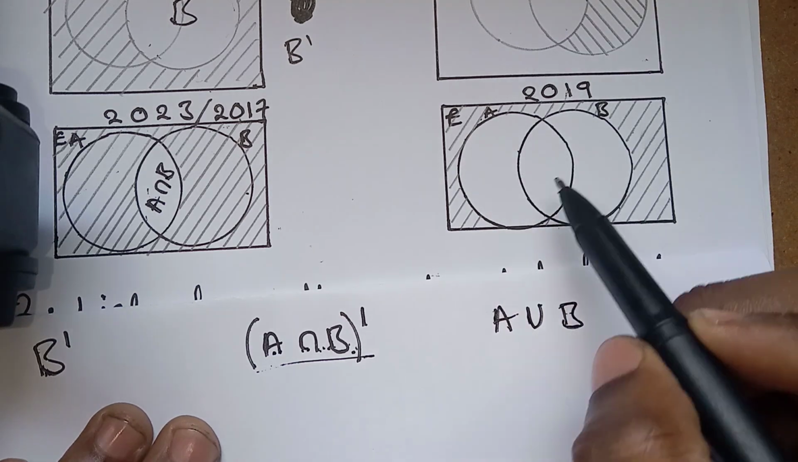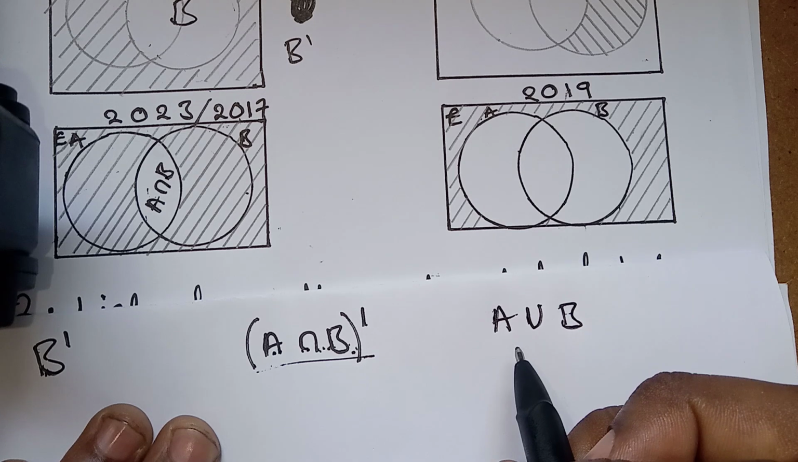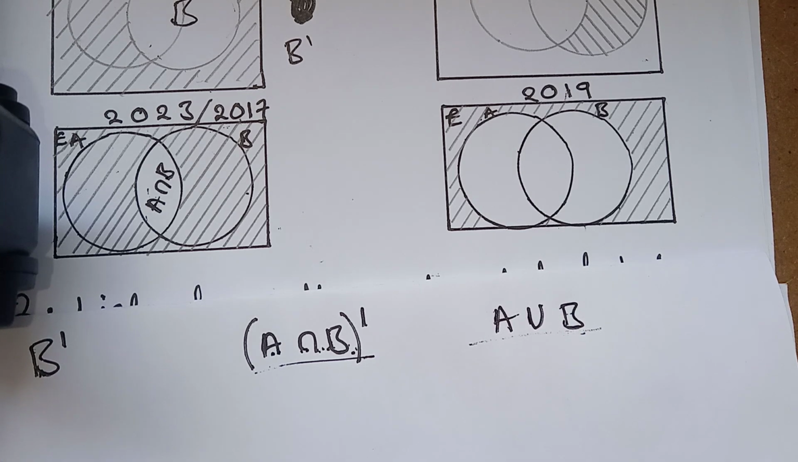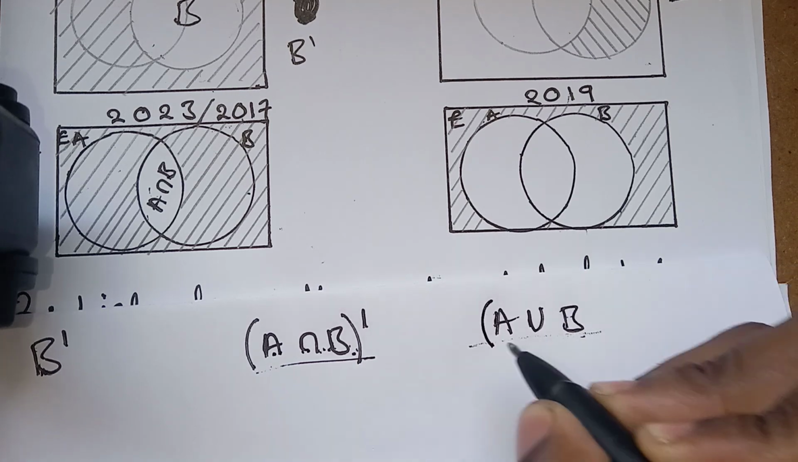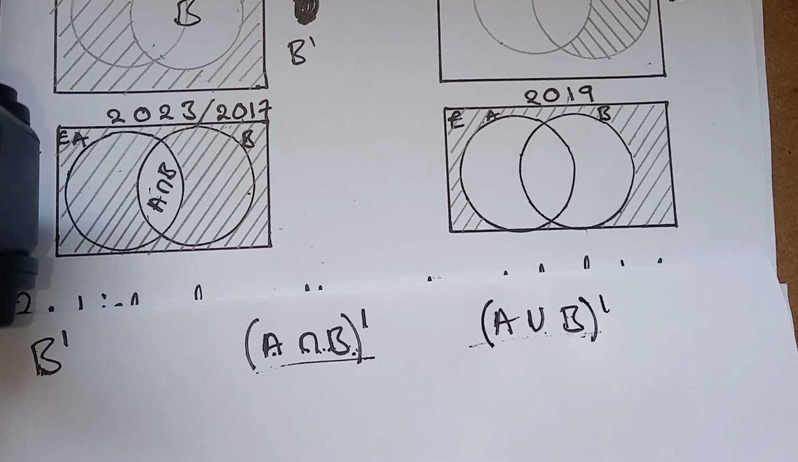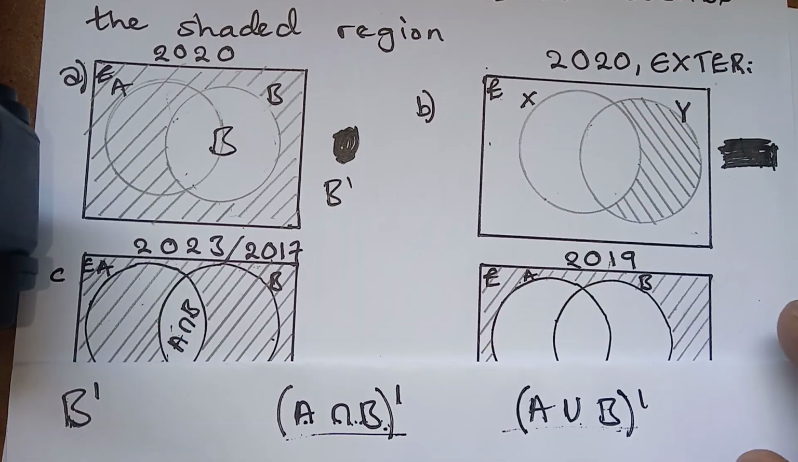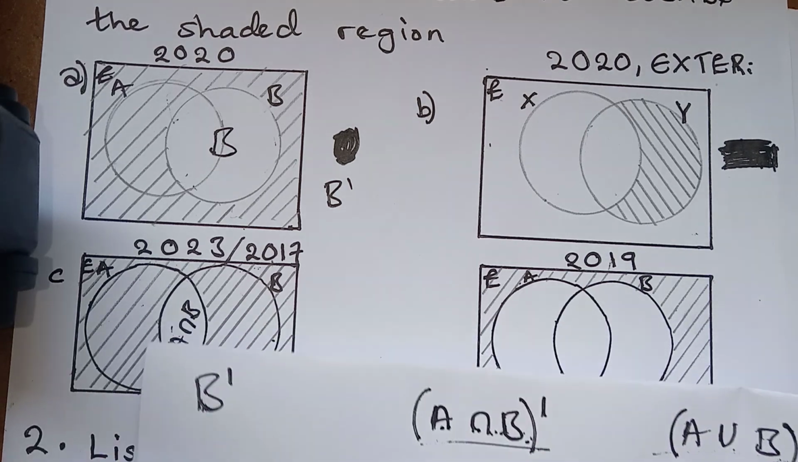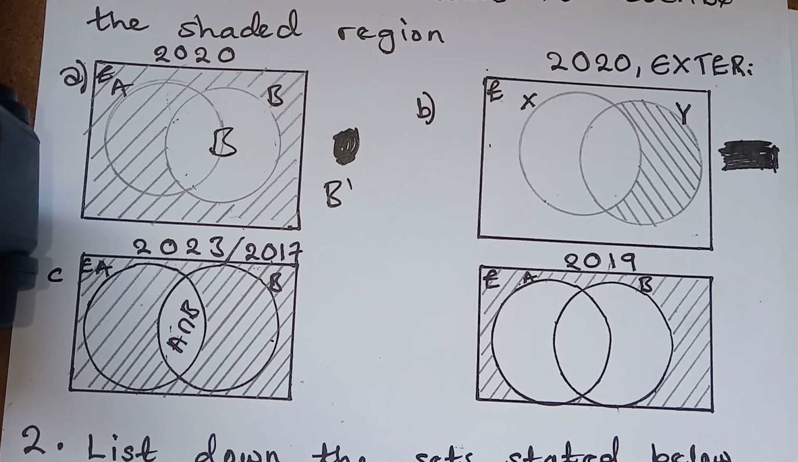As you can see, this is A union B, except that the shaded region is everything outside this. So now we can apply the same rule where we say all the elements outside A union B is the same as A union B complement. This is like the opposite of A union B. Then lastly, we have this one here. It's a bit unique and requires a bit of thinking.